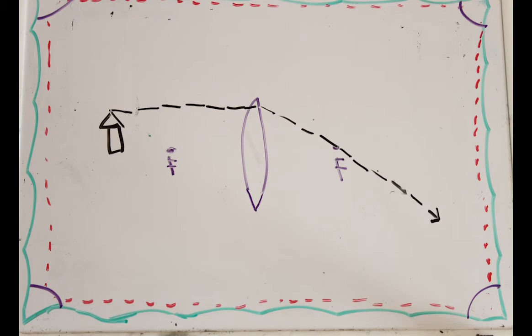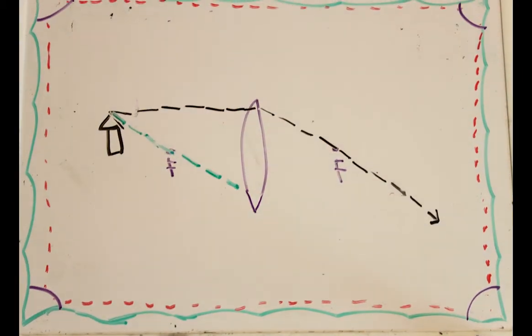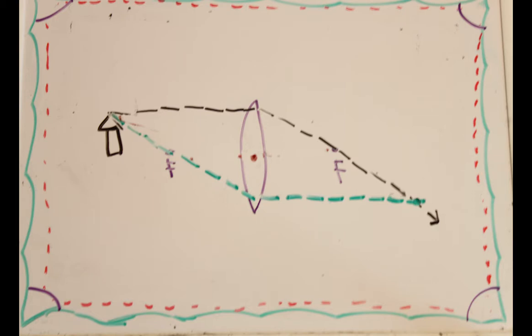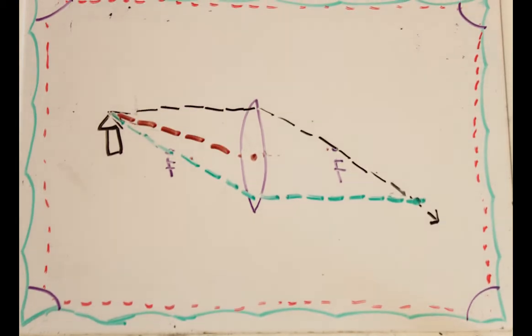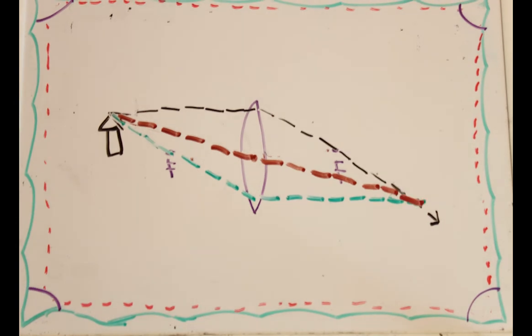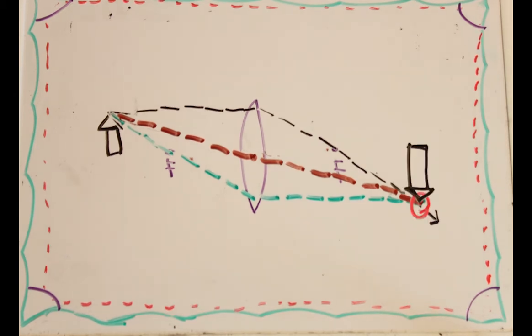The second ray goes through the focal point and then exits the lens parallel to the principal axis. When a ray of light goes to the center of the lens, it stays on the path it was on before because it doesn't refract. So now you can see that all the rays intersect at a point on the other side of the lens. If we draw an image here, we can see that it is real, inverted, and larger.